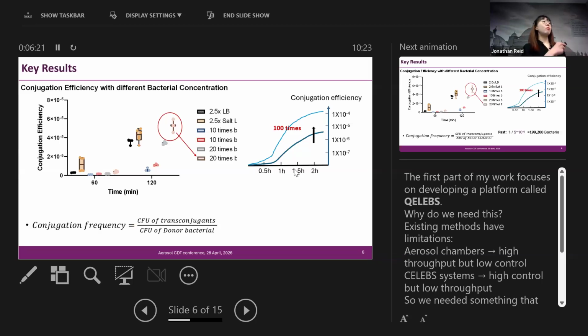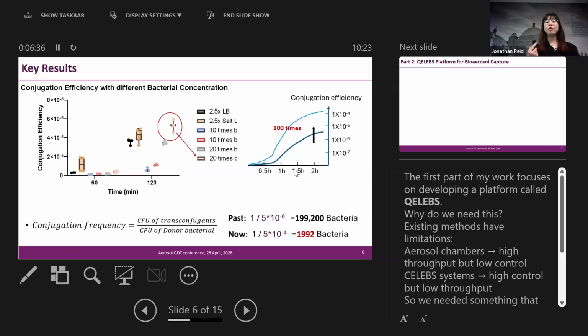And based on the equation we showed at the beginning, what does that mean? Which means in the past, at least we needed 200,000 bacteria to observe this phenomenon happen. But now we only need 2,000 bacteria. This is a very good thing to help us to see it.